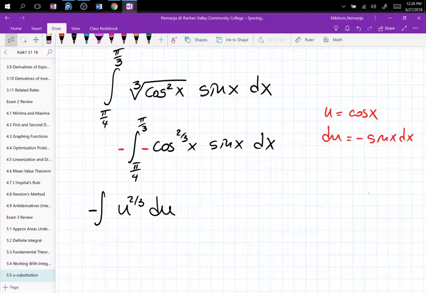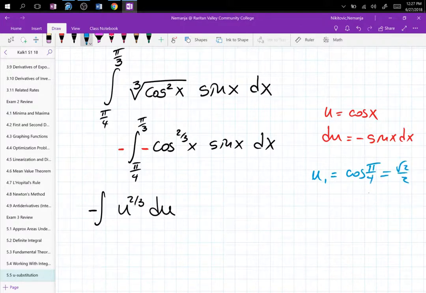Remember that my original limits are x1 equals pi over 4 and x2 equals pi over 3. Now I need u1. We take the original limit, which was pi over 4, and we plug that in the sub-equation. So that's going to be cosine of pi over 4, which is root 2 over 2. So the new limit is root 2 over 2. And u2 is the same deal, where I have cosine of pi over 3, which is 1/2. So that's the top limit, 1/2.